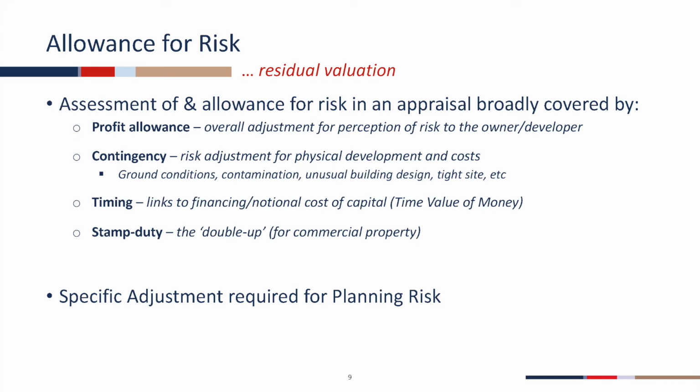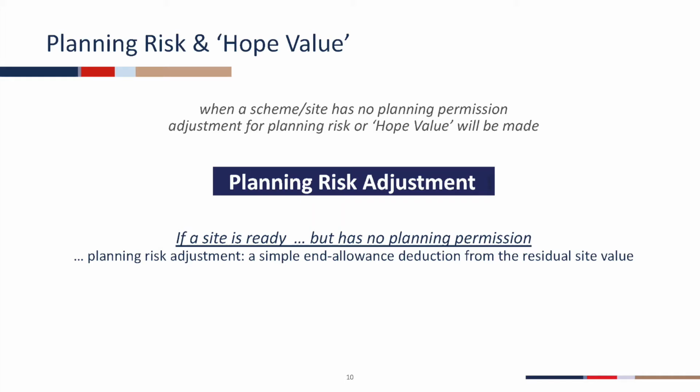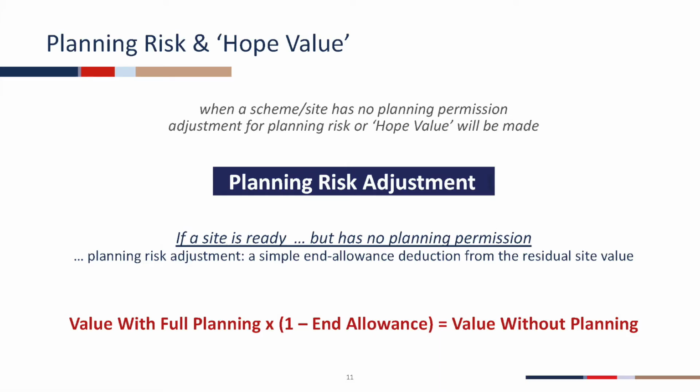But there also needs to be a very, very specific allowance and consideration for whether a site has planning or not. So planning risk and hope value. When a scheme has no planning permission at all, but the assessment of risk needs to be made, there needs to be an adjustment for planning risk. Now this is an important adjustment. This is something that is basically judgment based, but if a site has no planning permission, it can't really be appraised as having zero risk of not getting planning permission.